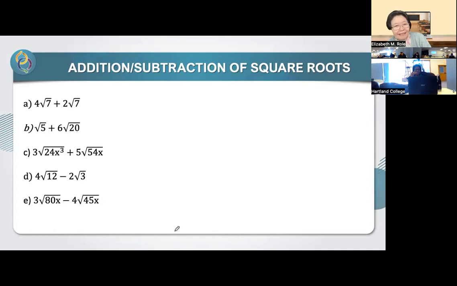Okay, maybe you can do letter B, then we'll work letter C together. Letter B. You will have to simplify the square root of 20. Can you do mental math there? Yes. Square root of 20 is a product of 4 times 5. But the square root of 4 is 2. Multiply that by 6. Yes. So that's 12.